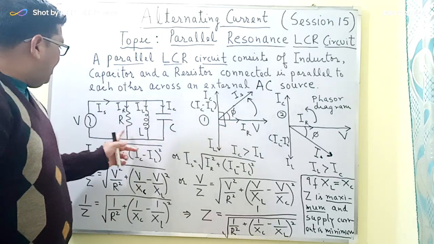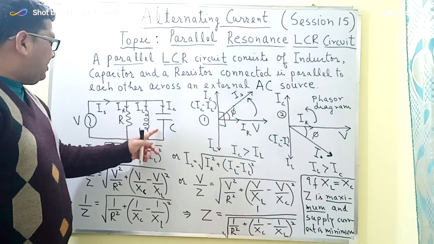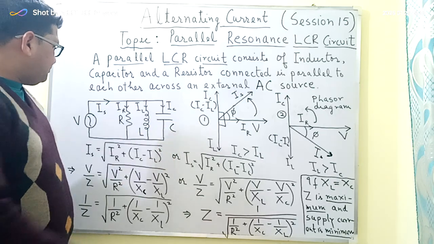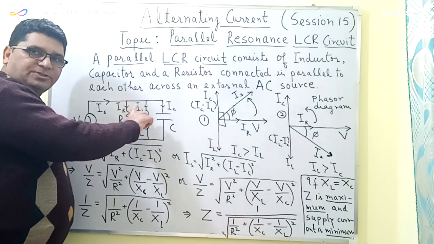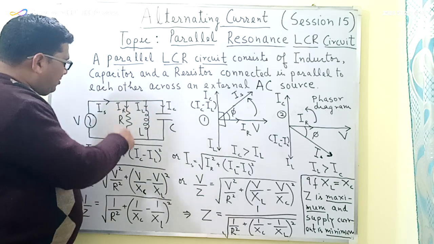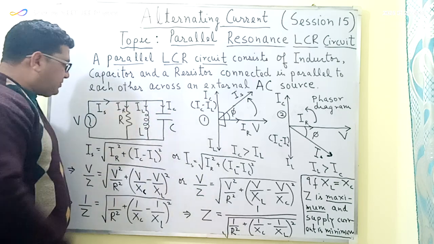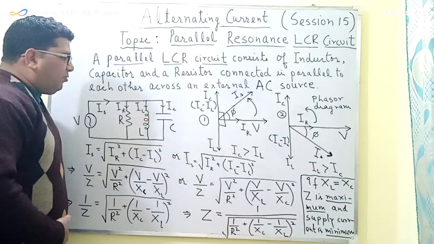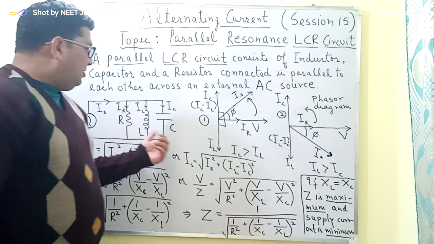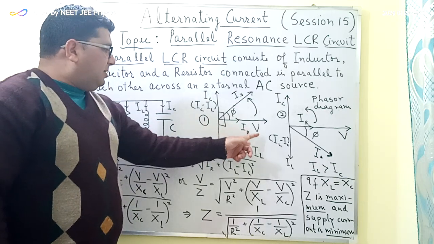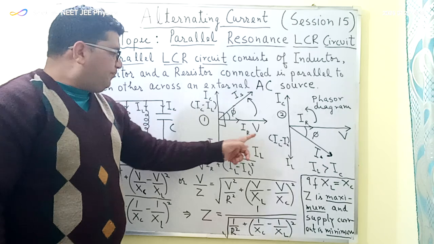Now here, since the resistor, inductor and capacitor are connected in parallel to each other, therefore the voltage across the resistor, inductor and capacitor वो भी same होगा. Let's say the voltage across the resistor is V, then the voltage across the capacitor भी V होगा and the voltage across the inductor भी V होगा. So because of that, यहाँ phasor diagram में the voltage is taken as a reference.